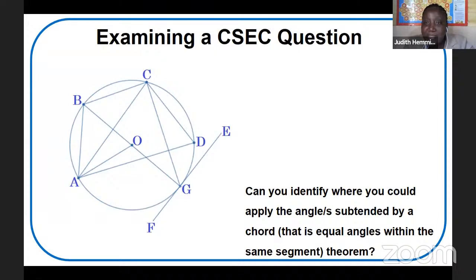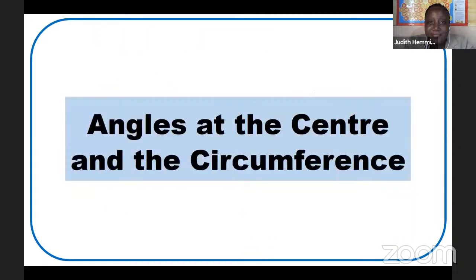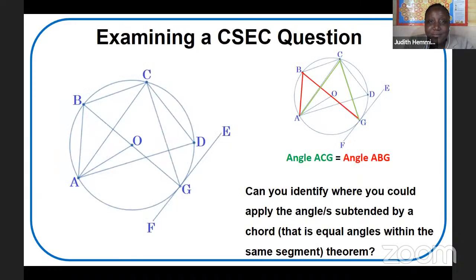We have some answers coming in. All right, go ahead. Javon is saying ABG and ACG. All right, ABG and ACG. Good job. Let's go back a little. Great. So ABG, that's the angle in red. The lines are marked in red there. And in green, we have ACG.